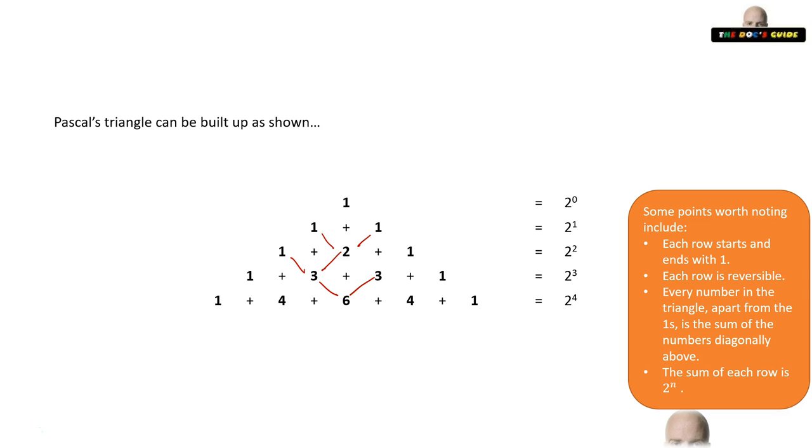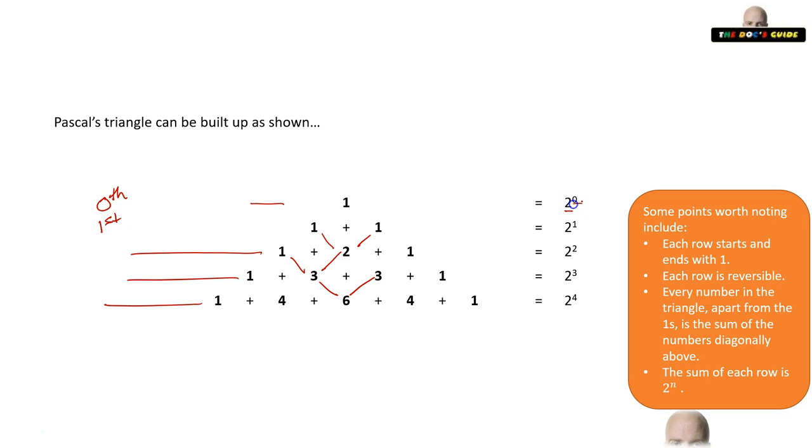The other thing which might not be so obvious at first glance is that the sum of each row is actually 2 to the n. So we have this 1 by itself up here. That's actually referred to as the 0th row, for reasons which will become apparent. The term with 2 numbers in it is the first row, then we've got the second row, third row, fourth row, and so on. And the sum of the numbers in each row corresponds to 2 raised to the number of that row.